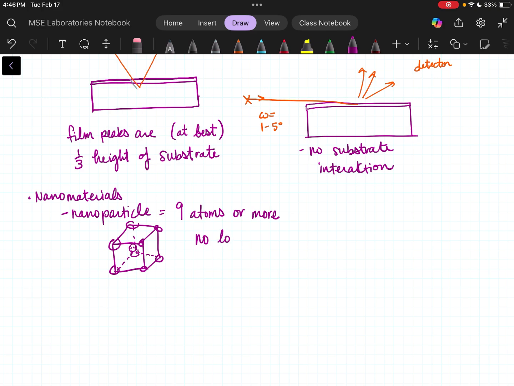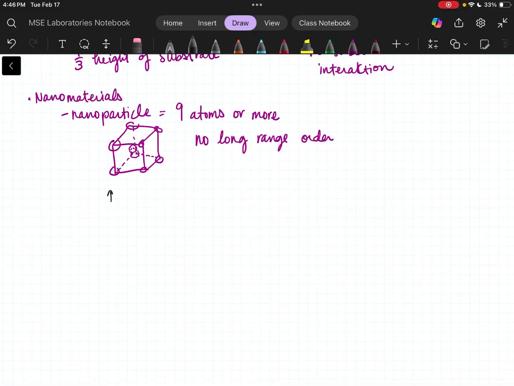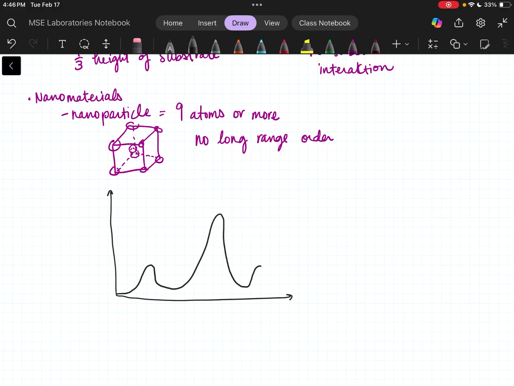Does this have long range order? No, it doesn't even have a long range, right? Right. So most nanoparticles have no or very little long range order, which means I probably can't get enough X-rays to bounce off of each plane to get any significant constructive or destructive interference. Right. What nanoparticle XRD looks like if I were to take a nanoparticle.